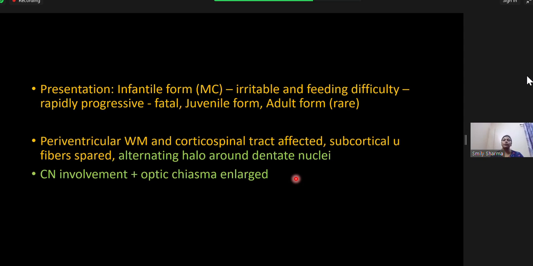So whenever we have to differentiate MLD and Krabbe's, it may be difficult because both may show periventricular involvement, but corticospinal tract involvement points towards Krabbe's disease. Optic chiasma and optic nerve thickening is more common in Krabbe's disease, and early cerebellar involvement is common in Krabbe's disease, whereas in MLD it is very late to be involved. In fact, the last to be involved.